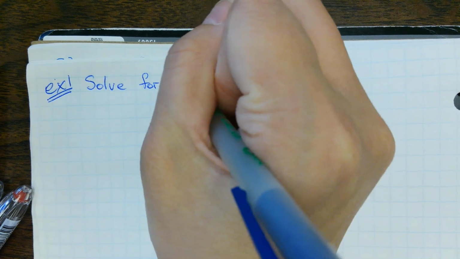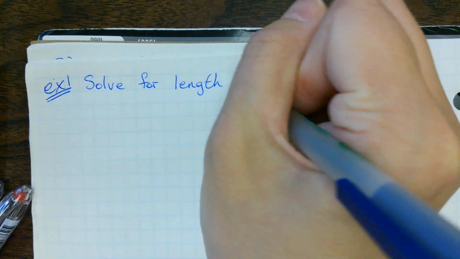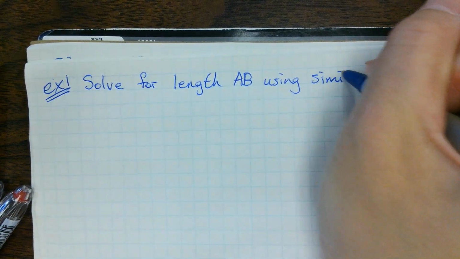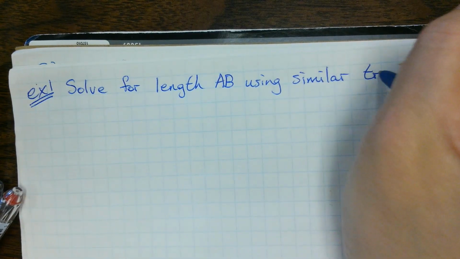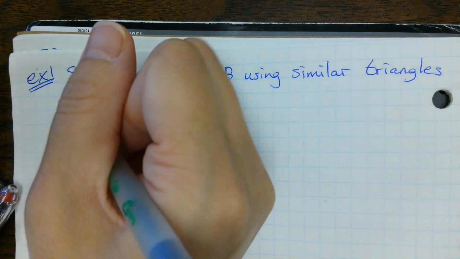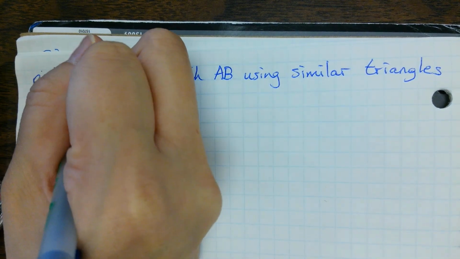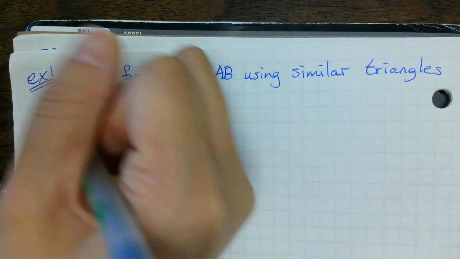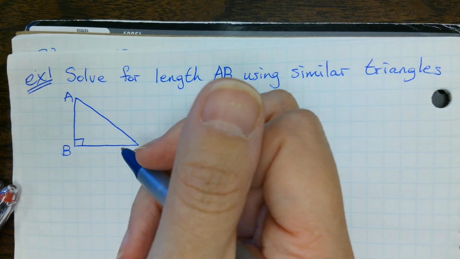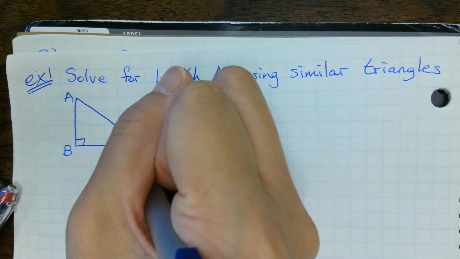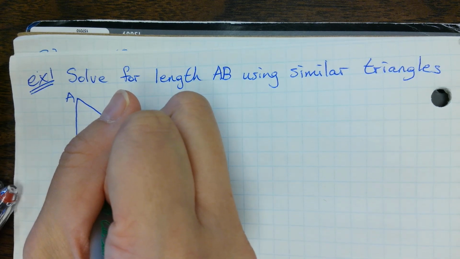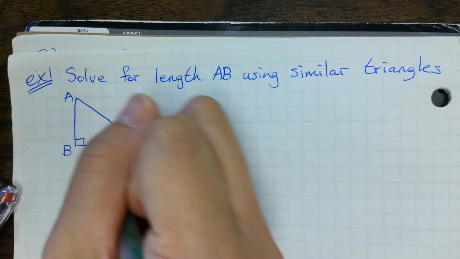For length AB using similar triangles. A, B, C. Let's say I tell you that this is 38 degrees, and this is 12 centimeters, let's say.